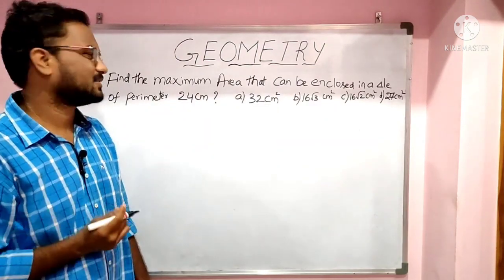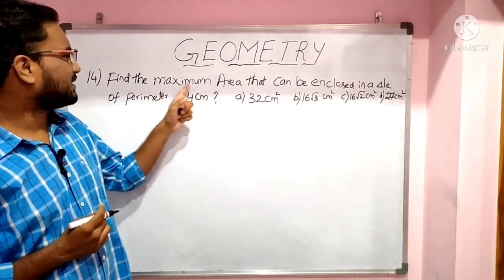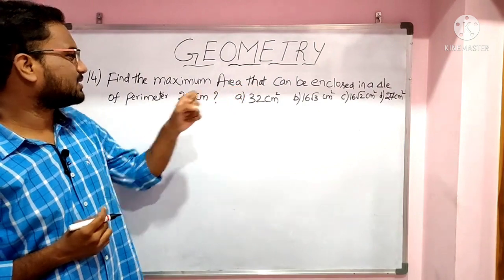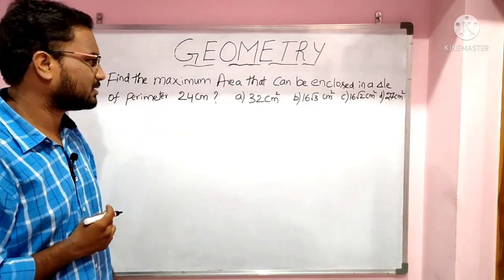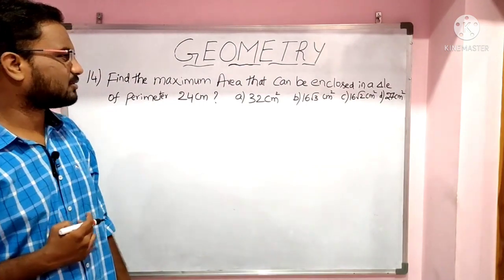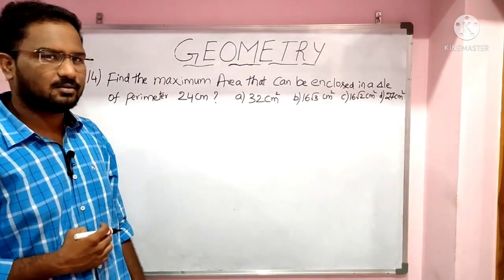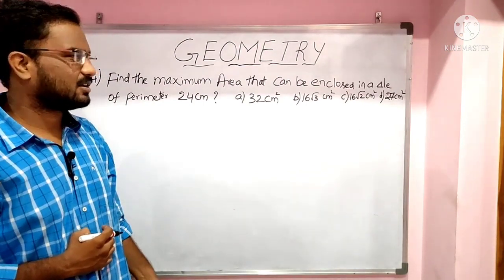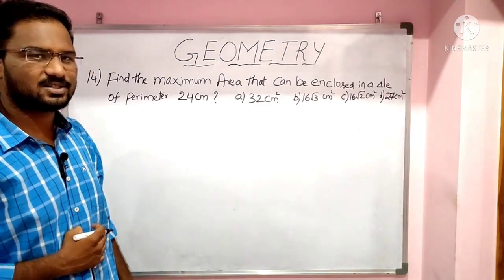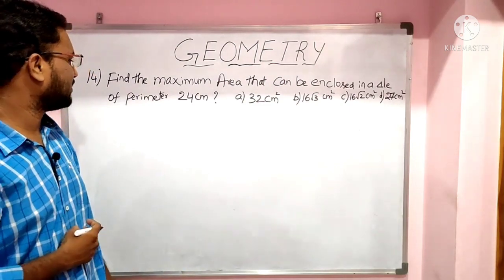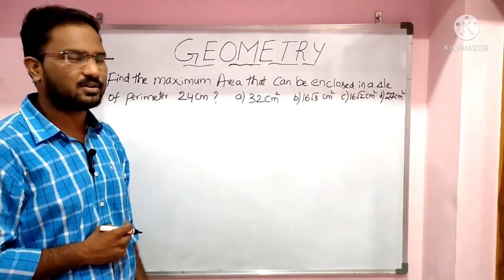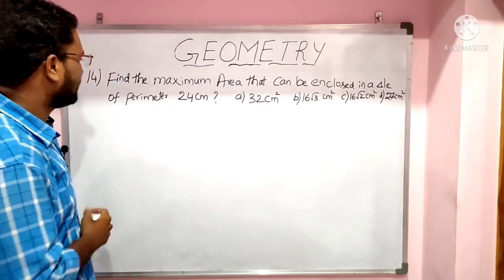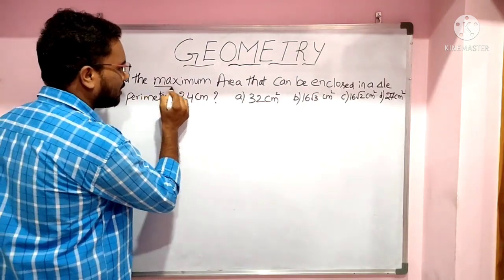So next one. Find the maximum area that can be enclosed in a triangle of perimeter 24 centimeters. He has not given the type of triangle. Whether it is a scalene triangle, equilateral triangle, or right angle triangle, he has not mentioned. But we need to find the area of the triangle. He has given the perimeter, 24 centimeters. So find the maximum area.